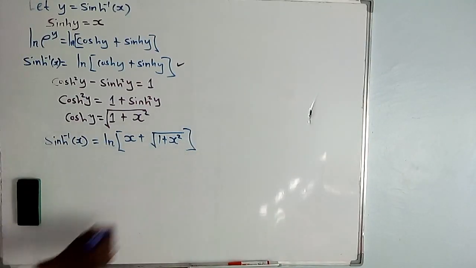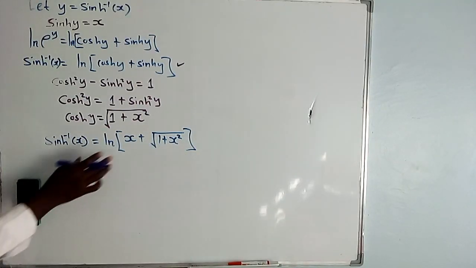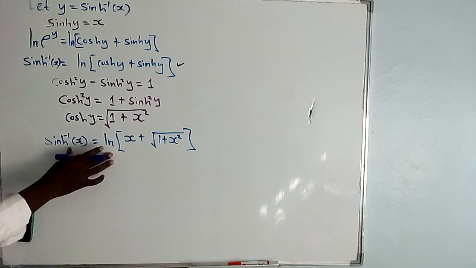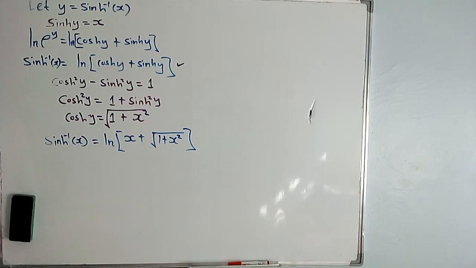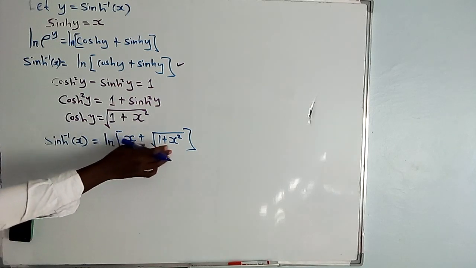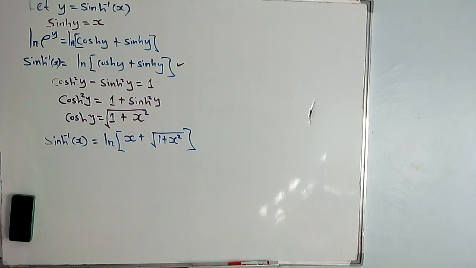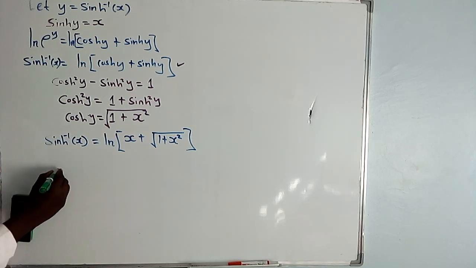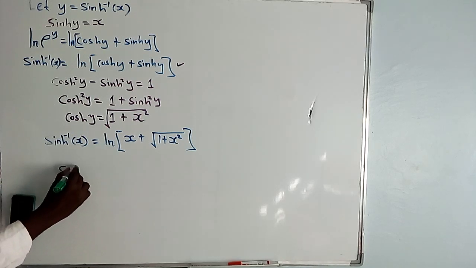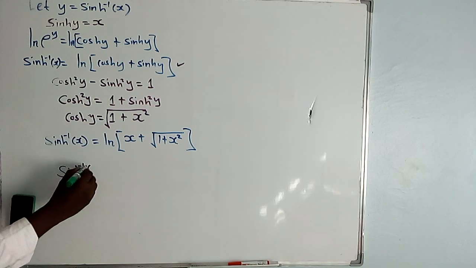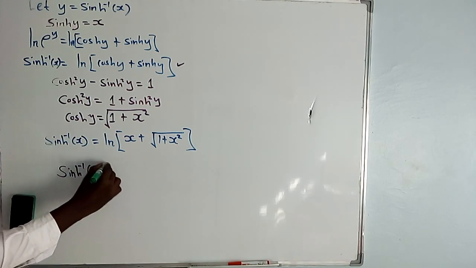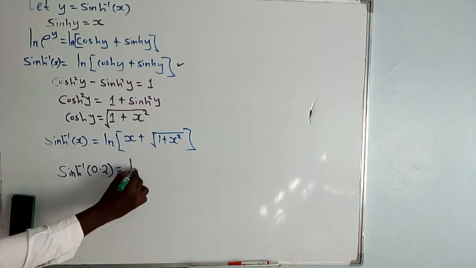So up to that point, you found the logarithmic form of the sine inverse of x, isn't it? So the logarithmic form of sine inverse of x, sine hyperbolic inverse of x, is ln of x plus square root of 1 plus x squared. Then you've been told to use this expression to determine the value of sine inverse of 0.2. So where there is x, you substitute with 0.2, isn't it?